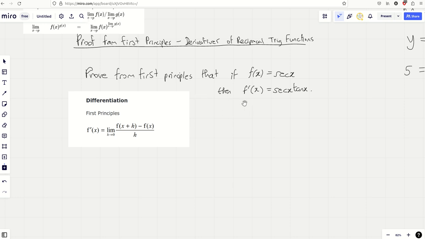Now, key thing is for these kind of ones, I don't think they'll definitely come up. I think it's more likely they'll get you to do sine and cos. But I'm going to show you that sec x differentiates to sec x tan x from first principles. And then if I've got time, and I've only got about 10 minutes, I'll try and show you that tan x differentiates to sec squared x from first principles.